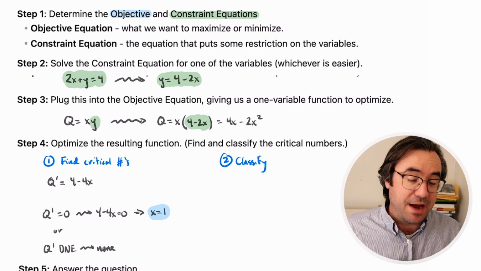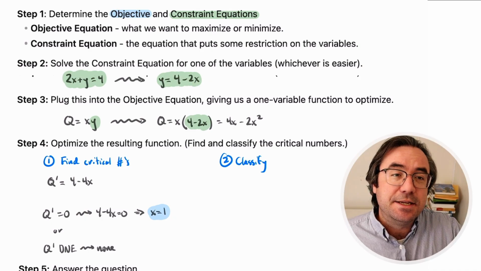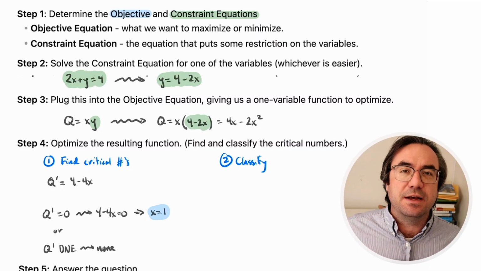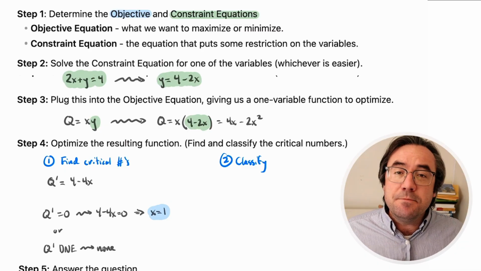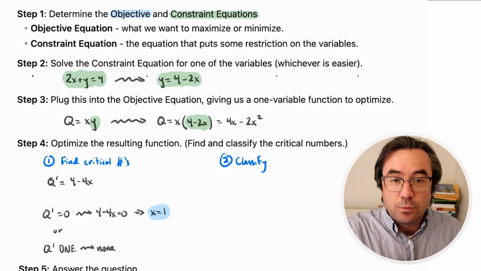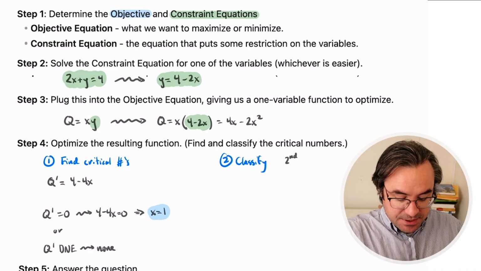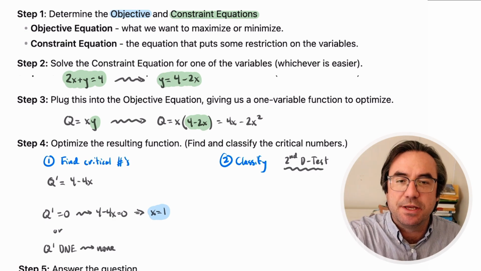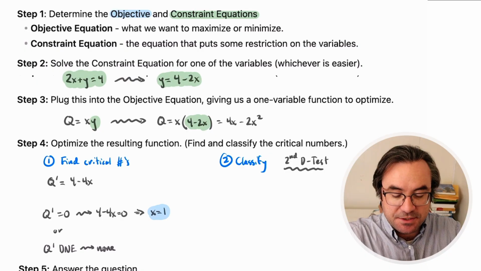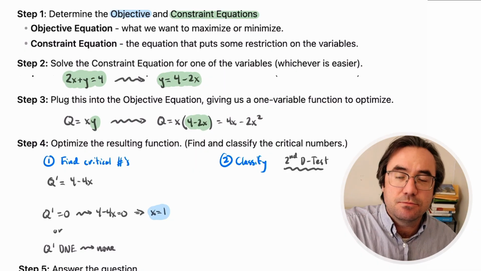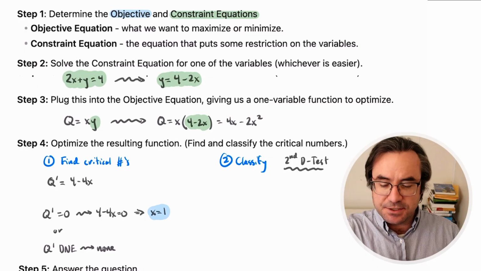So now we want to classify it. And how do we classify? Well, we have two options, first derivative test or second derivative test. So we could do either one. Usually the second derivative test is a little bit quicker, so we'll try that one. Sometimes this can be inconclusive, but not usually. So whichever test you go with, state the name of the test you're going to use. So we're going to use the second derivative test.